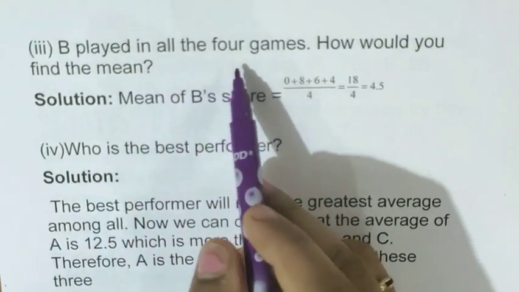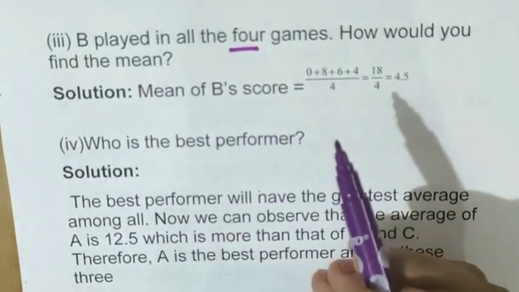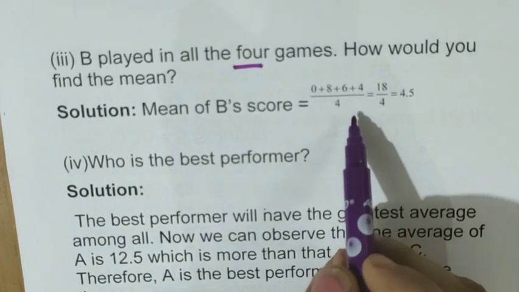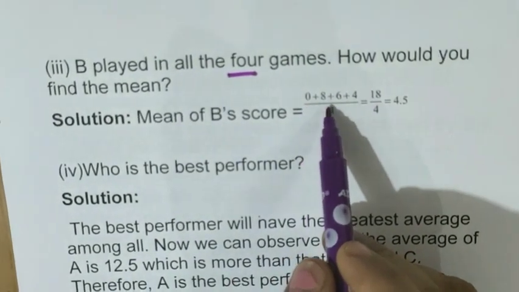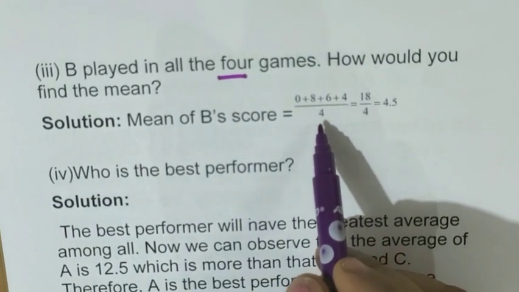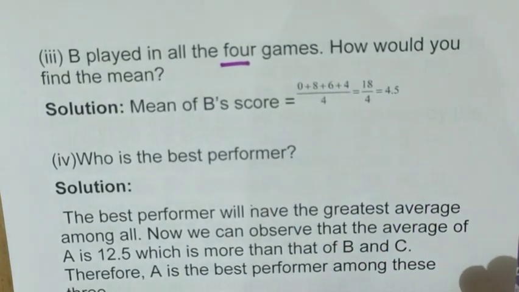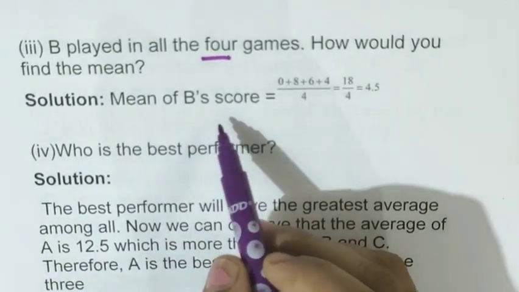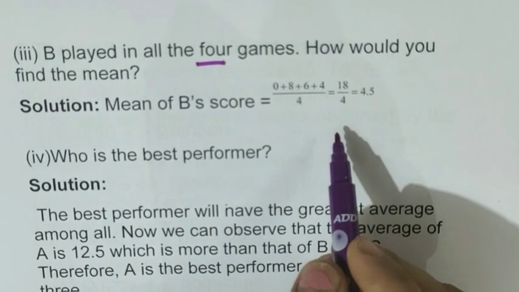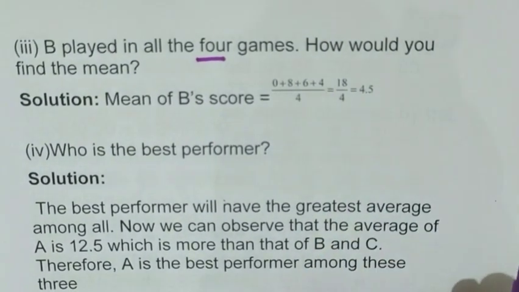B played all 4 games, right? How would you find the mean? Mean means we have to divide the sum by the total number of games. So the sum of the scores is 10 plus 8 plus 6 plus 4, divided by 4. He played 4 games. So 18 by 4 is equal to 4.5, right? So B is calculated: the sum of the observations by the total number of games, which is 18 by 4, equal to 4.5.